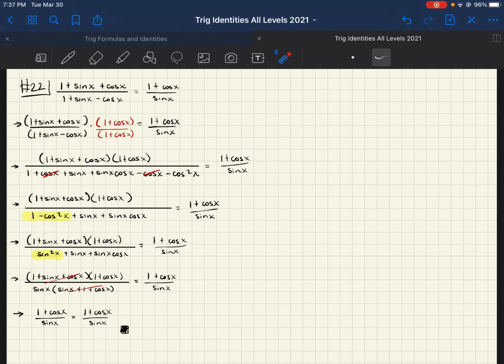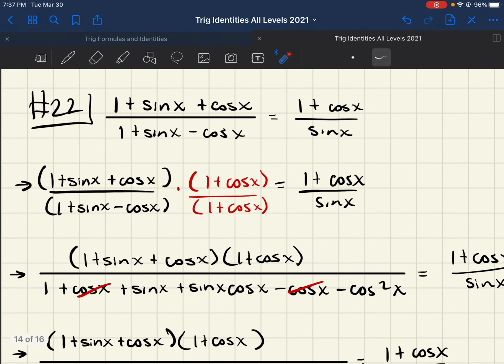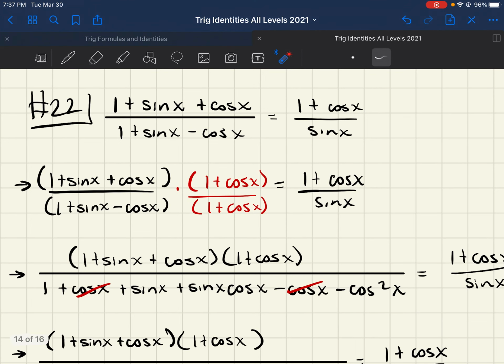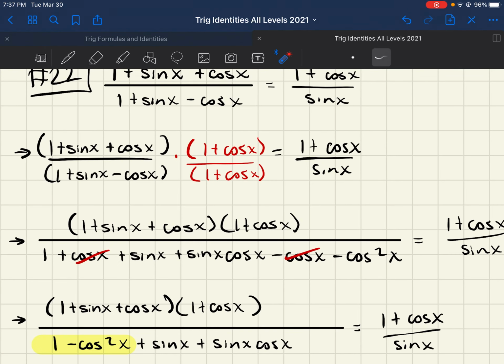All right, number 22. Again, pretty tough problem here. We want to verify 1 plus sine of x plus cosine of x divided by 1 plus sine of x minus cosine of x is equal to 1 plus cosine of x over sine of x. This is hard to see, but if you multiply both the numerator and denominator by 1 plus cosine of x, it's going to make our lives a little bit easier. Now, there's a lot of multiplying that has to go on, but watch what happens here.